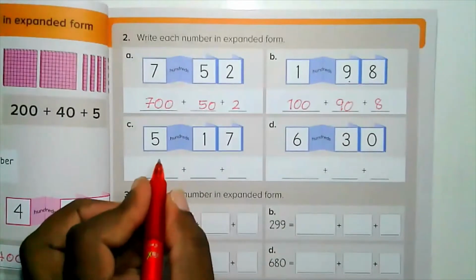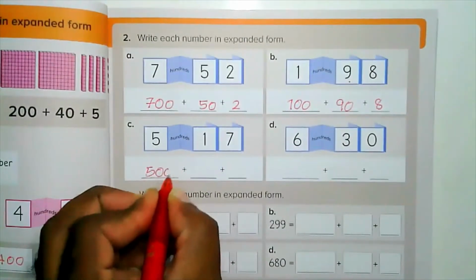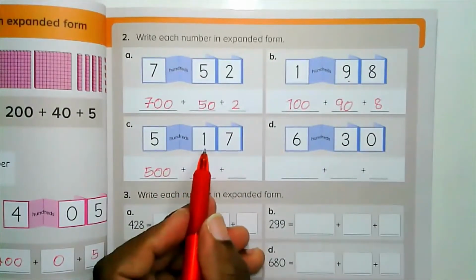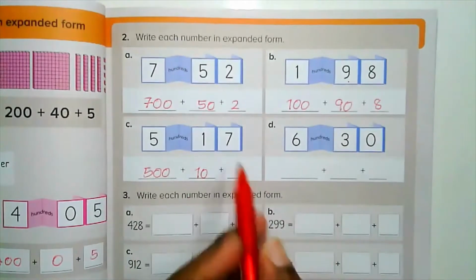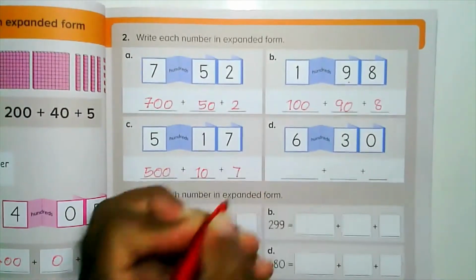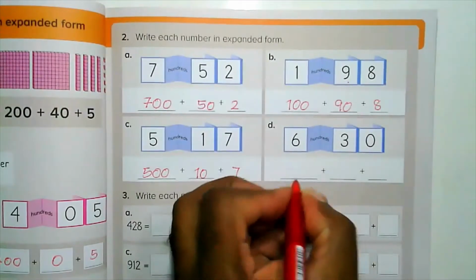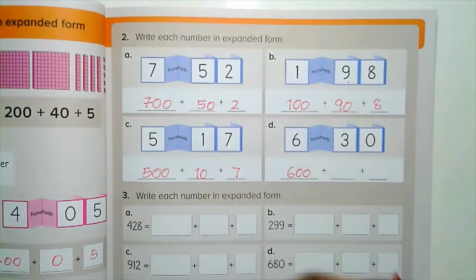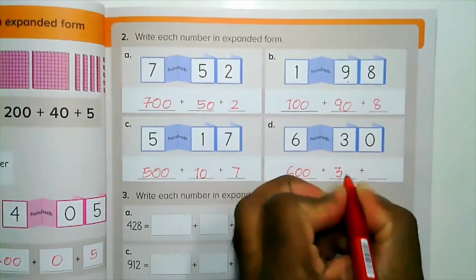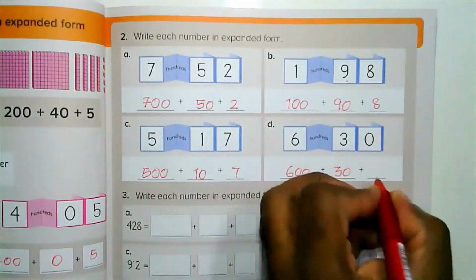Part C, 500's value will be 500. 1 ten will be 10. 7 ones will be 7. Now part D, 600's value will be 600. 3 tens value will be 30. 0 ones will be 0.